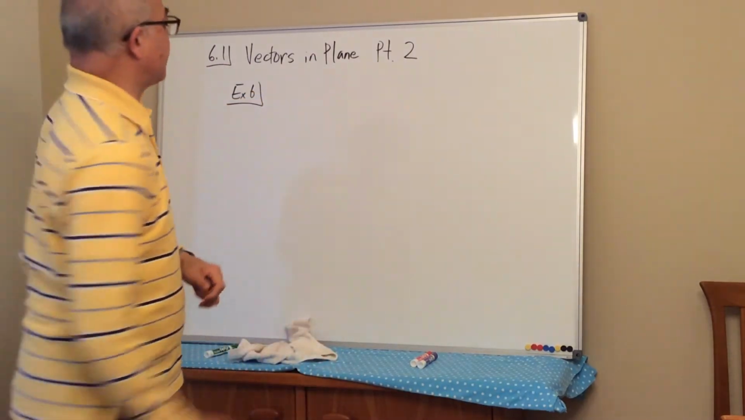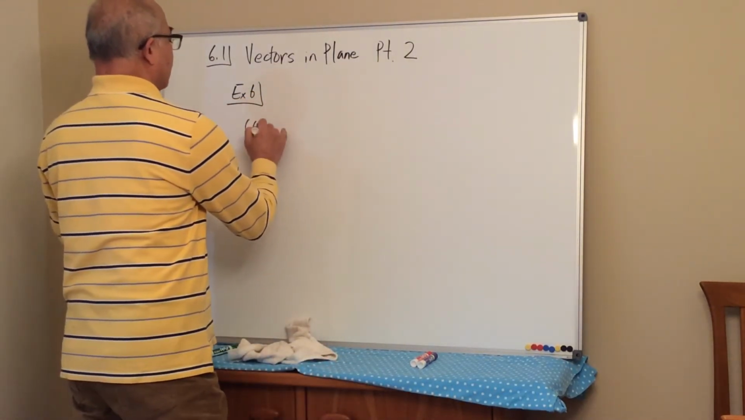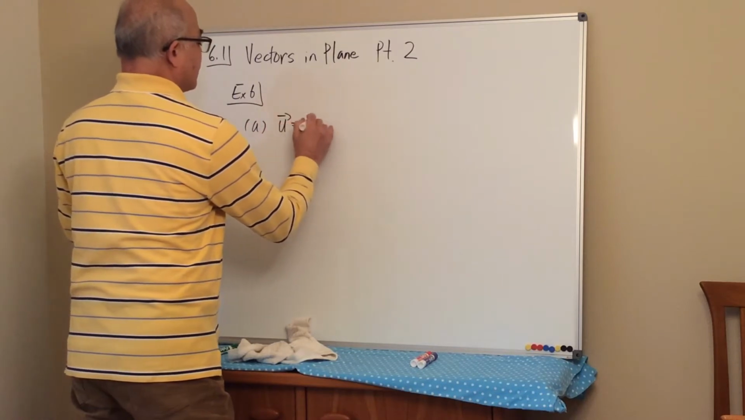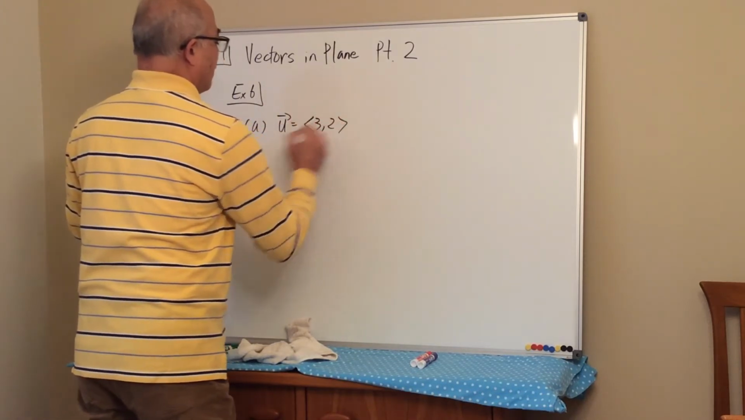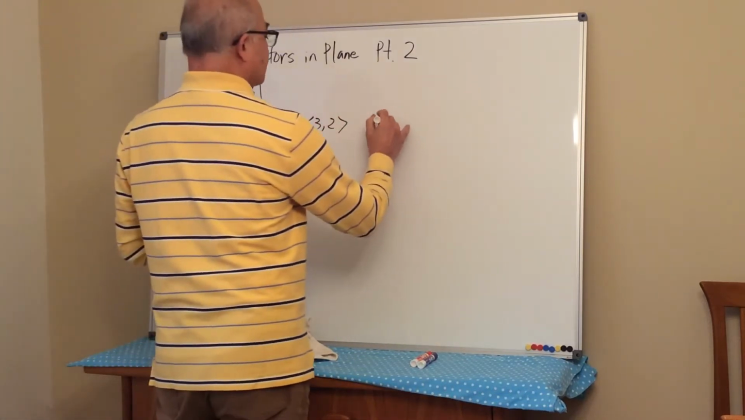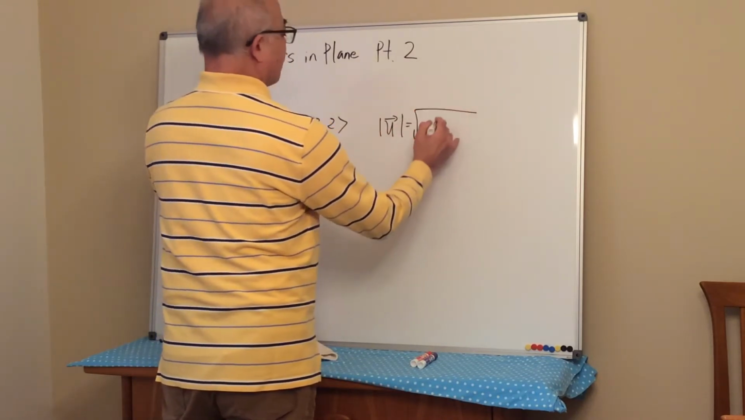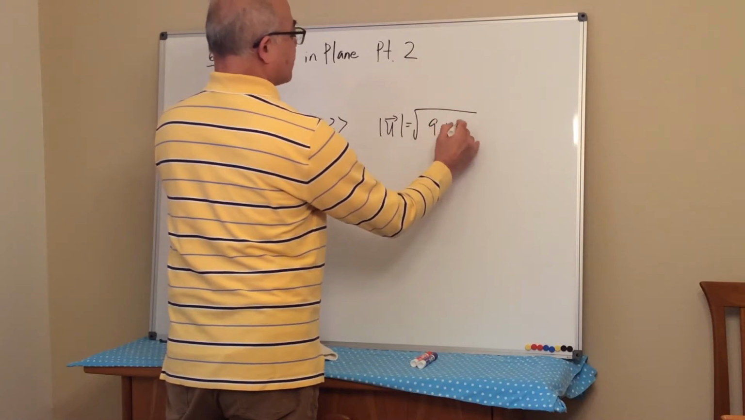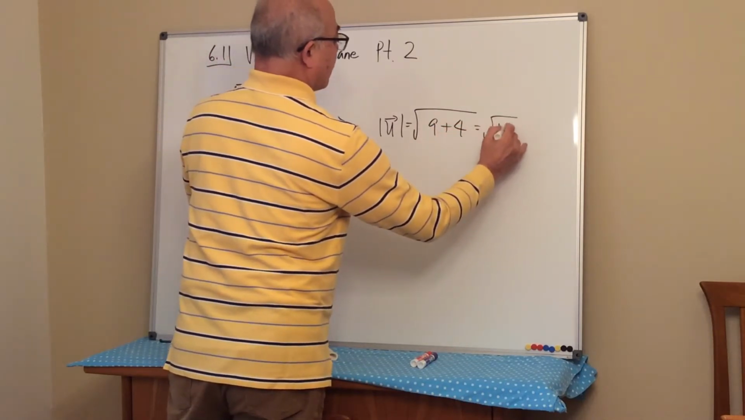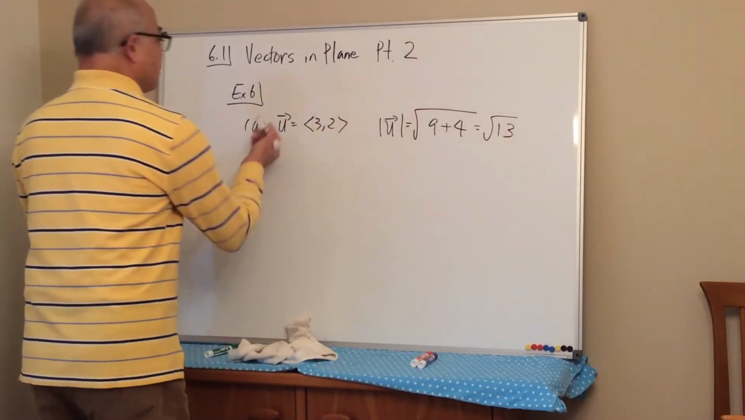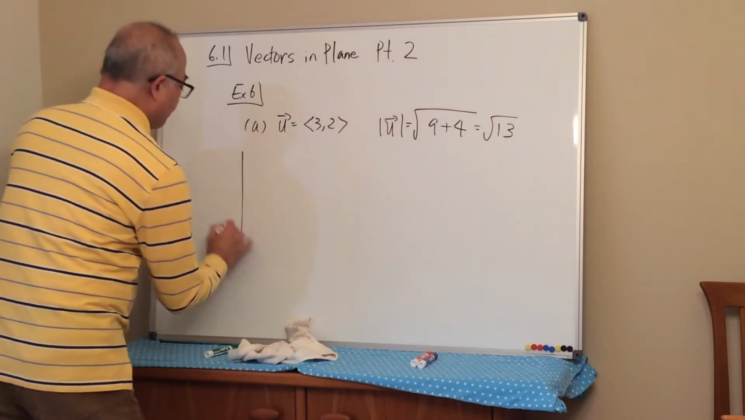A, u vector is 3 and 2. So let's find the magnitude first. The magnitude is pretty simple. Square root of 3 squared plus 2 squared, square root of 13. So if I do this, I get what?